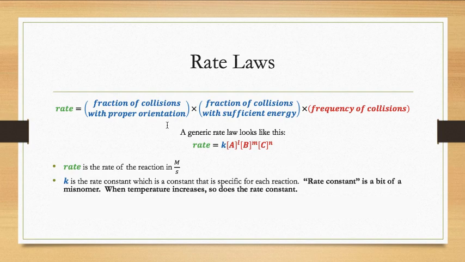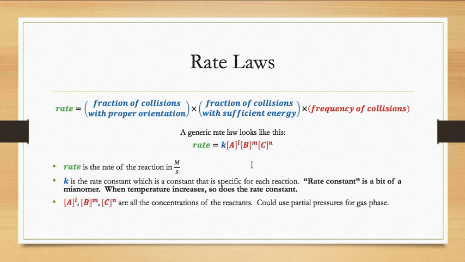So what's factored in there is the fraction of collisions with proper orientation and the fraction of collisions with sufficient energy. But at different temperatures, the fraction of collisions with sufficient energy is going to be a different value, right? So the rate constant K is only constant if you're at the same temperature.